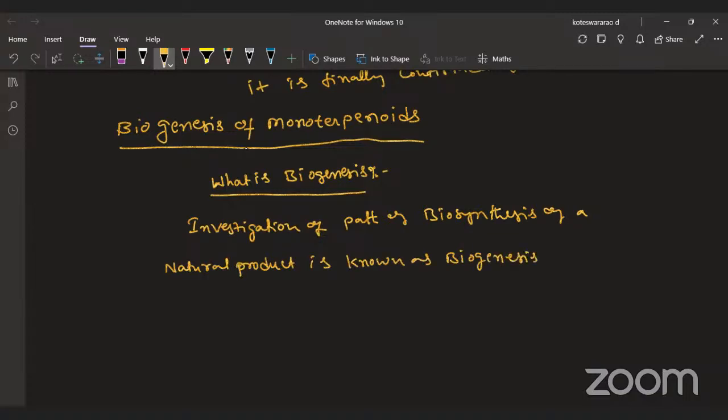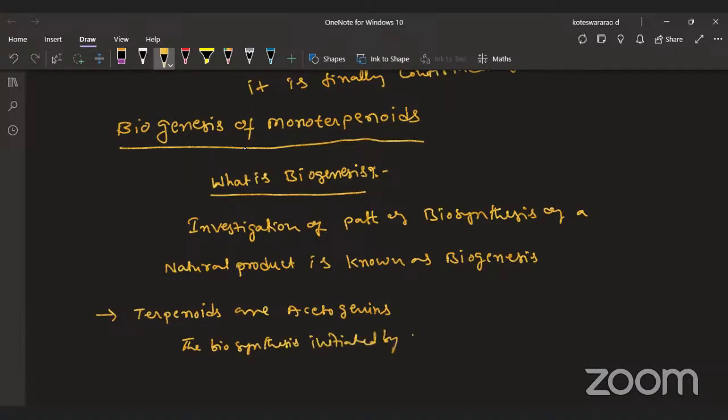How the product is naturally synthesized, that pathway we are going to find out. That process is known as biogenesis. Now here we are going to synthesize terpenoids, or monoterpenoids especially. Terpenoids are acetogenins. Acetogenins means these are synthesized from acetic acid. The biosynthesis is initiated by acetic acid.